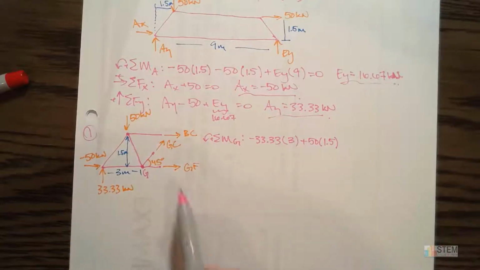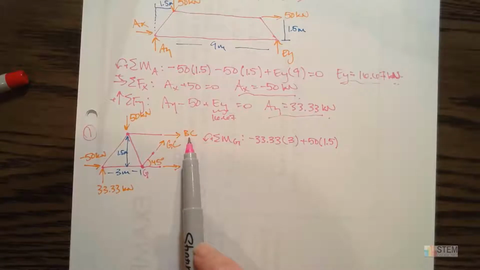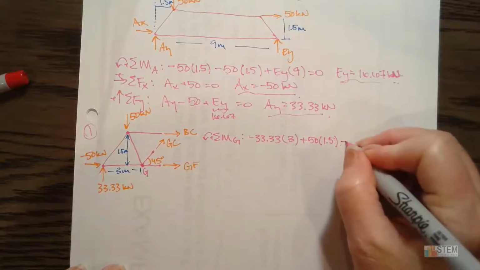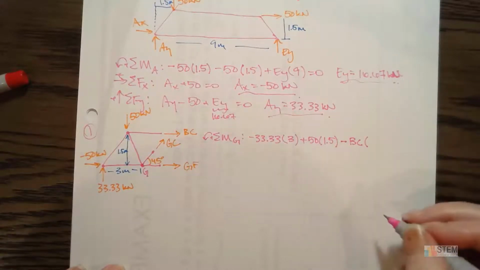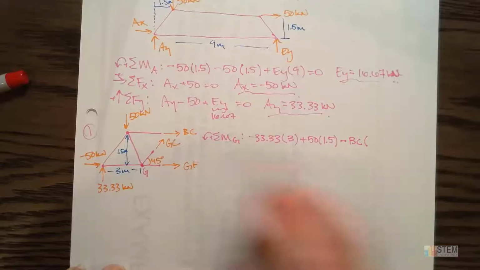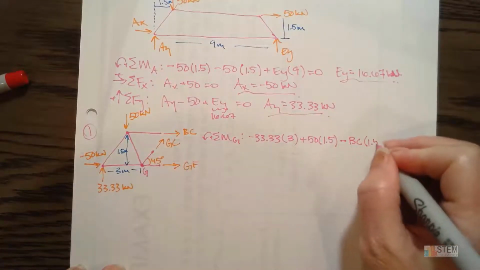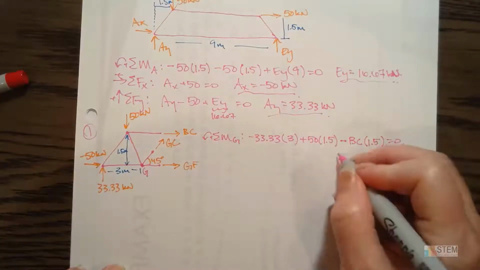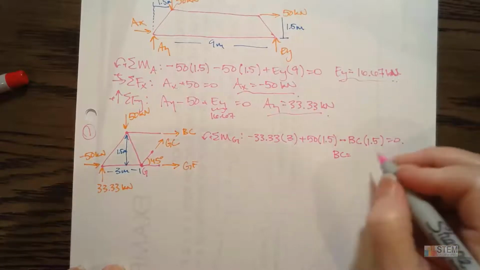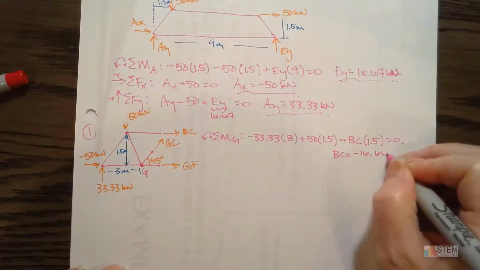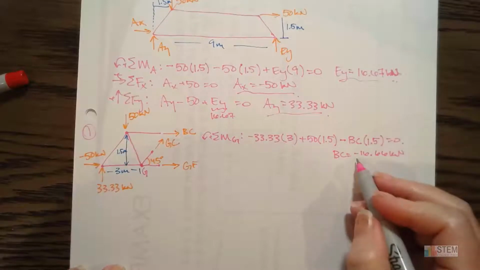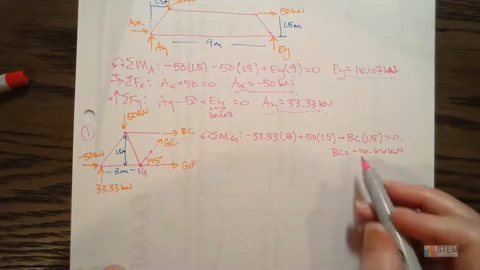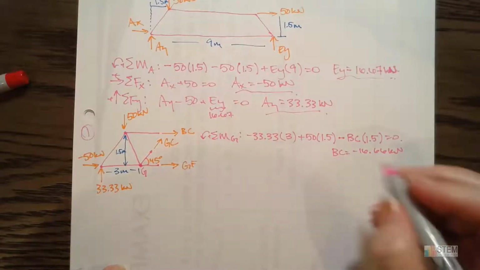All right, so now we got that. And then last thing is BC. Okay, so BC, that one's also going to be a clockwise moment, so it'll be negative. And then what do we think that distance is? 1.5, right? Okay, so now we've got that. Set that equal to 0, and then now we can solve for BC. So BC will be negative 16.66 kilonewtons. And like I said, if you always draw these forces going out of the section, if we get a negative, that means it's compression.